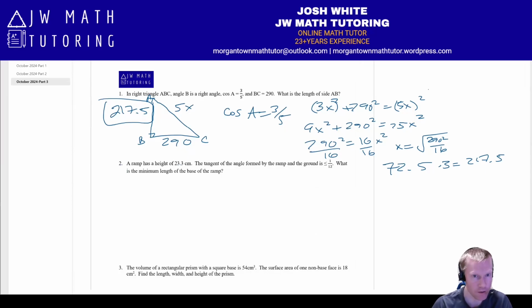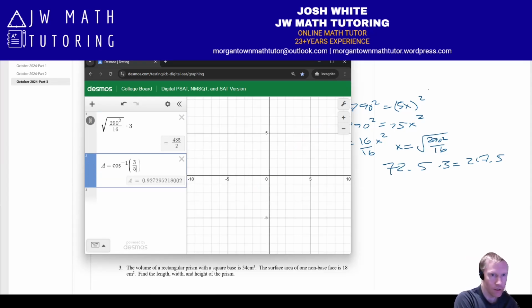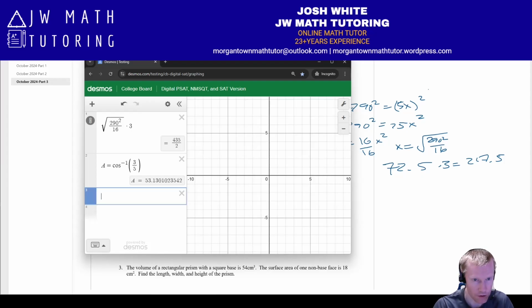It would be to find the measure of angle A. So just do arc cosine of 3/5. I'm going to do it like this, so I define it as an exact value so I can carry it along. Okay, now that's giving me a radian value. Make sure you change to degrees here. Click the wrench icon, switch to degrees. Okay, so that's A, 53.13, and so on.